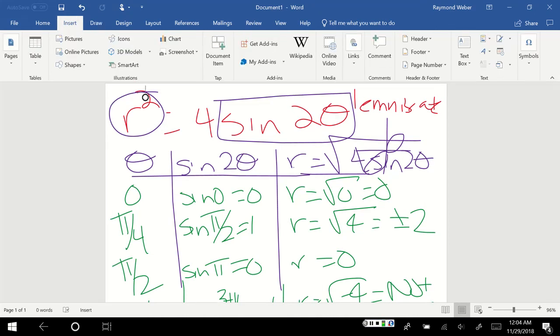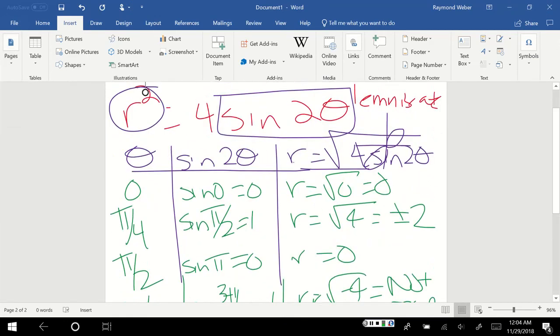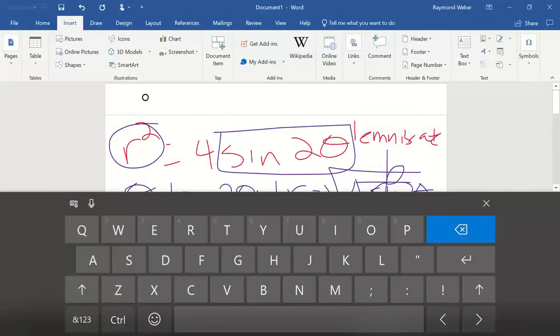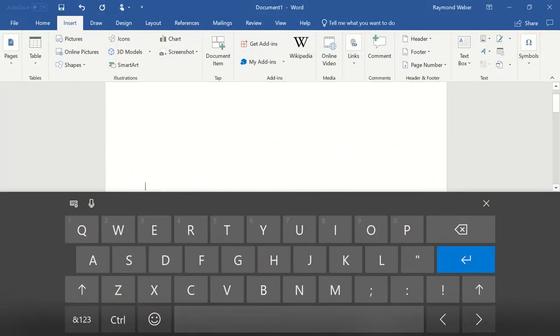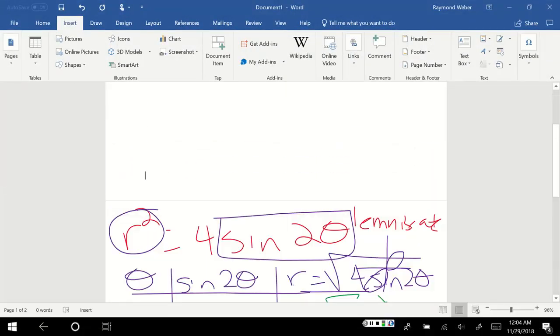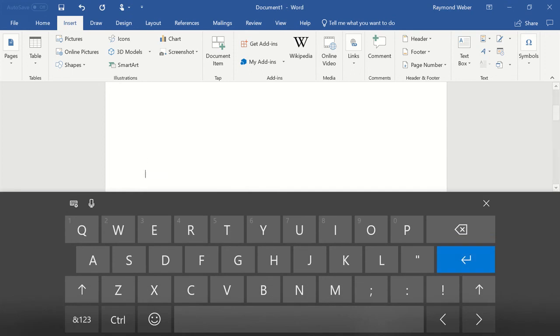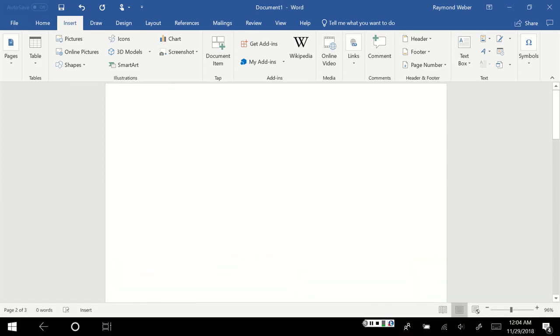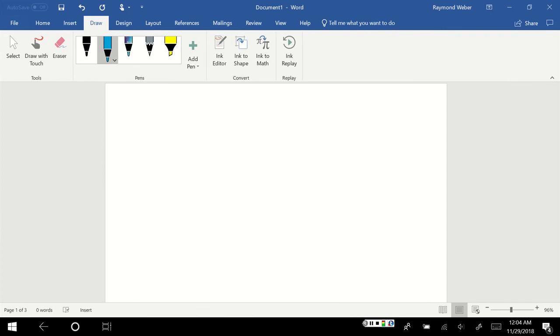Okay, now I need another page. If I would have thought ahead, I would have done this ahead of time, but I didn't. So, give myself some more room. Now I want to start drawing this. Obviously 0, 0 is really easy to draw there in the middle. I can even manage that one.